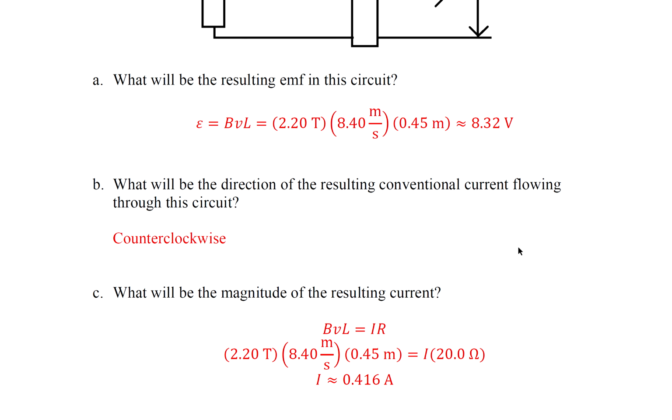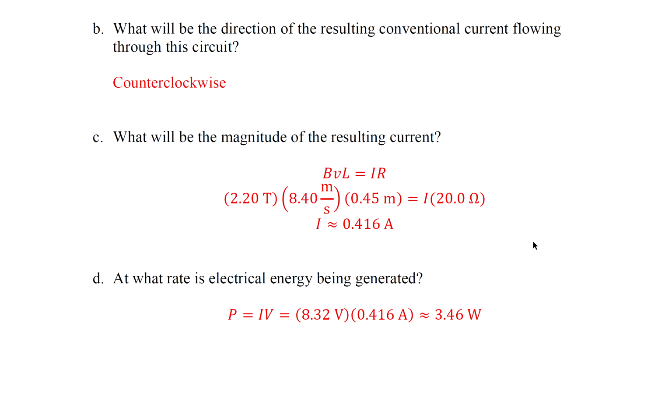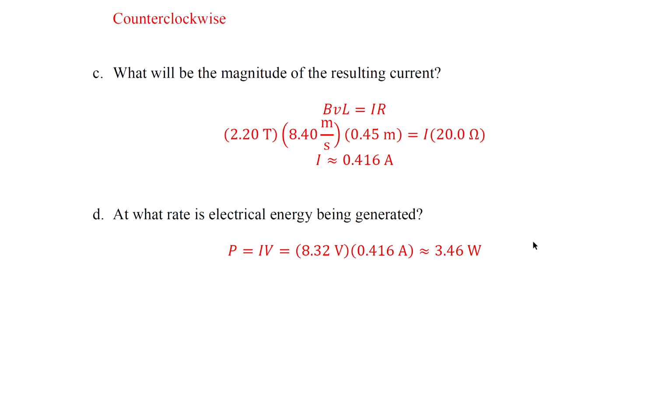Part C, what will be the magnitude of the resulting current? Well, BVL equals IR, because we know V equals IR, and V has the same units as EMF. Okay? So we could solve for I. Part D, at what rate is electrical energy being generated? P equals IV.